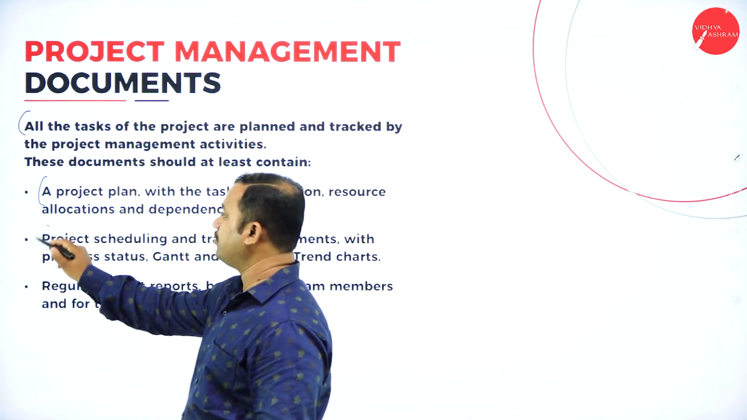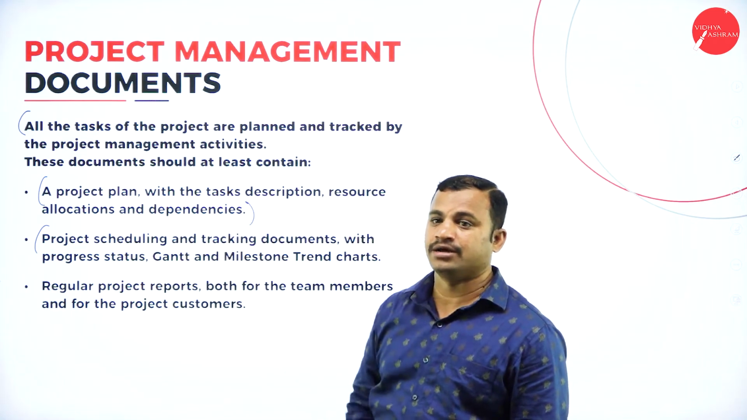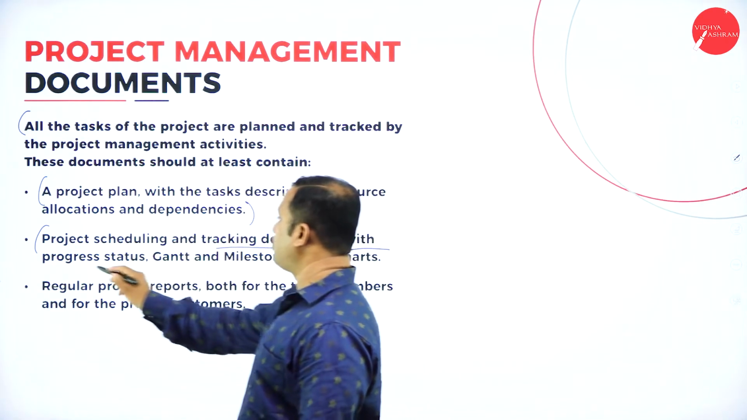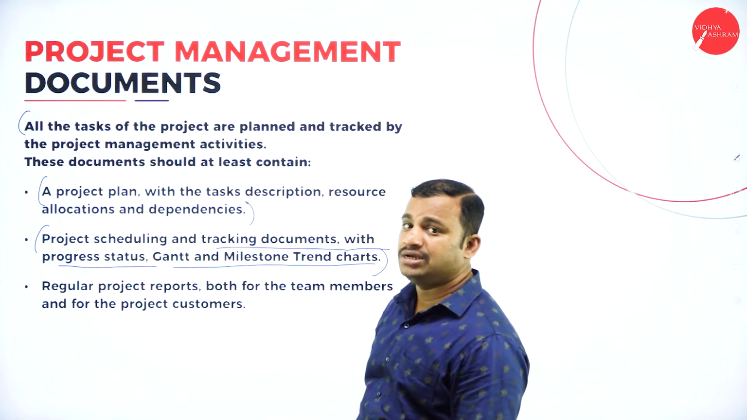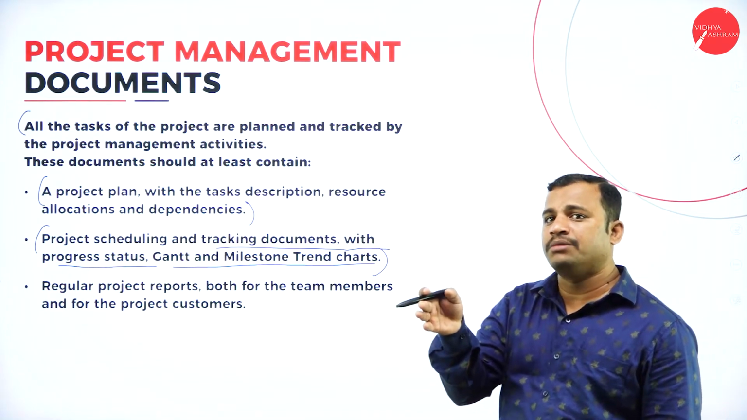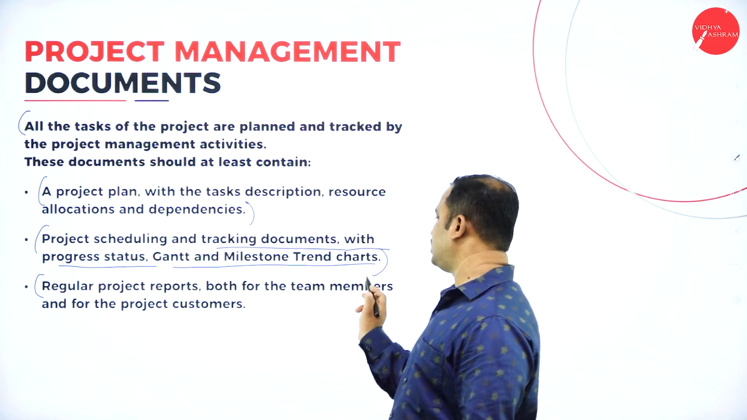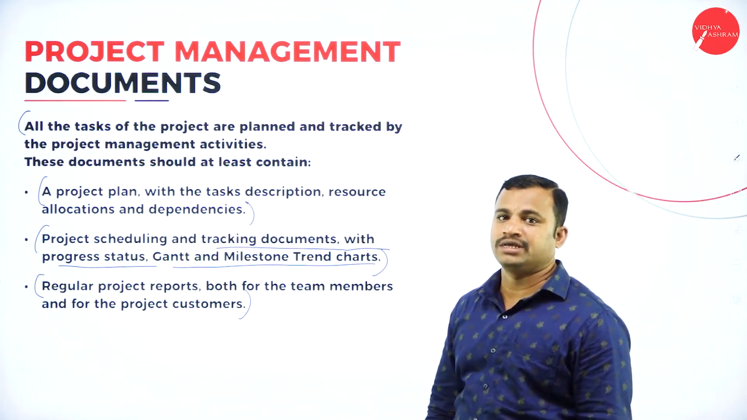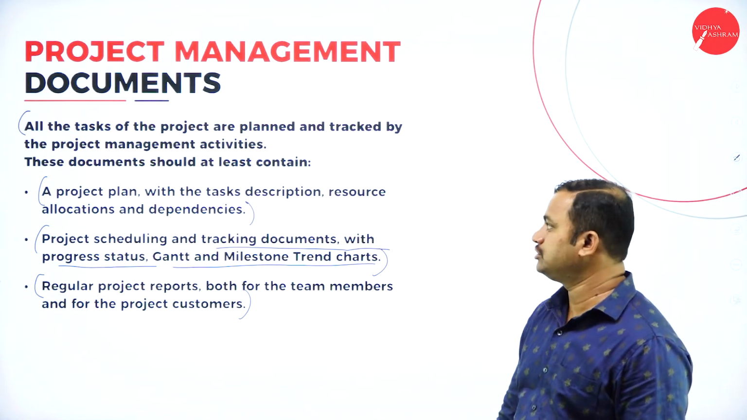Then project scheduling: when the project is to be started, when it is started, and when it has to be completed. All those scheduling tasks are done, and tracking of documents with progress status, Gantt chart, and milestone trend charts. All these are important types of graphical representation that describe the time required to complete the project. Then regular project reports, both for the team members and for the project customers. This is also very, very important in documentation with the development of a software product.